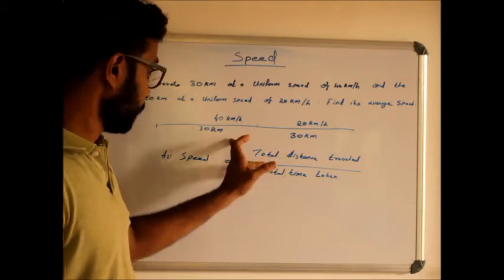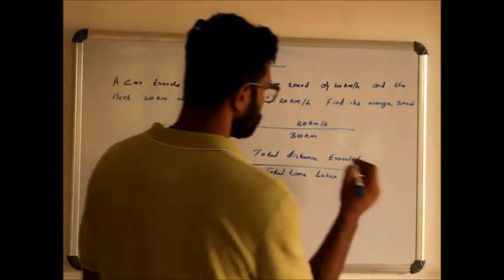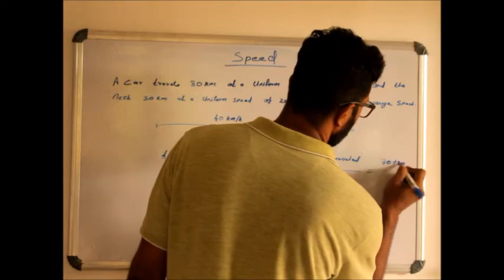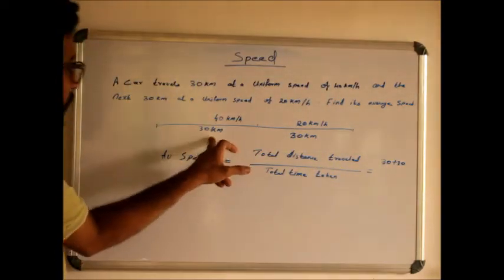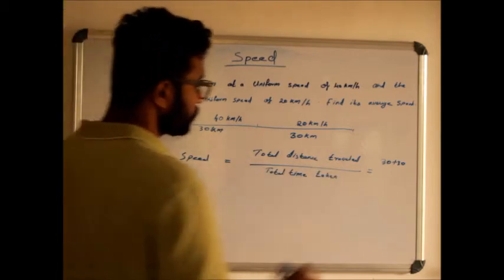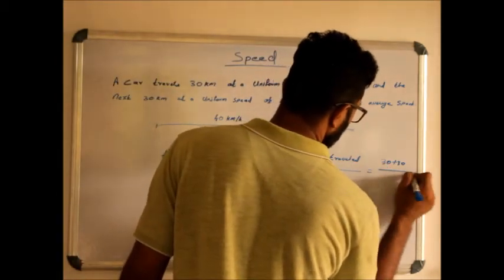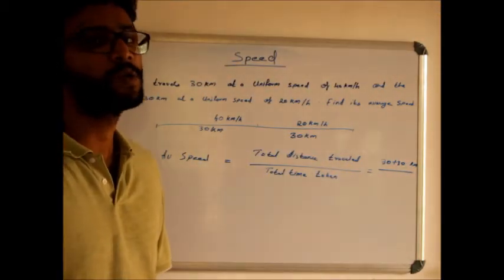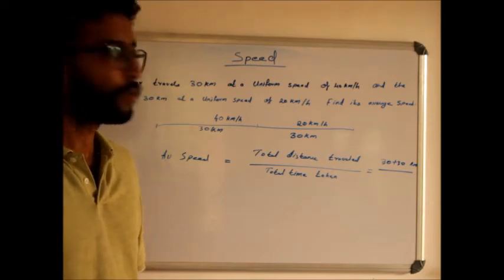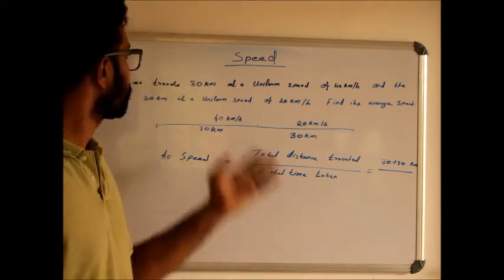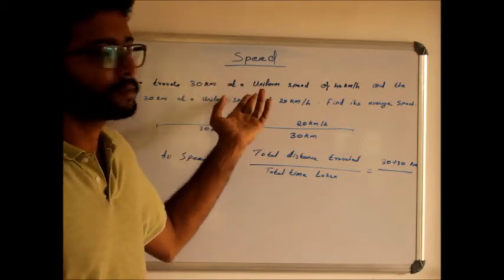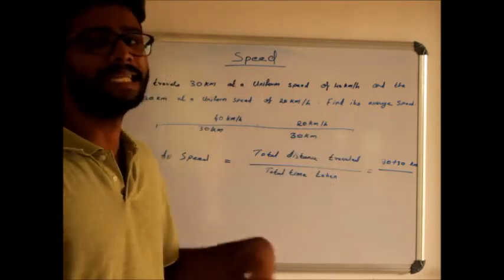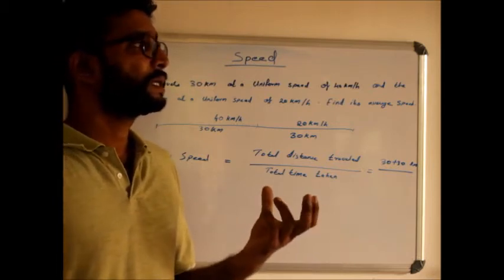So here we know the total distance traveled, that is 30 km plus 30 km, which is equal to 60 km. Now when you come to time taken, what is the time taken? We don't know the time taken here because it is not given. There is no data about it. So we have to find the time taken. How can you find the time taken?